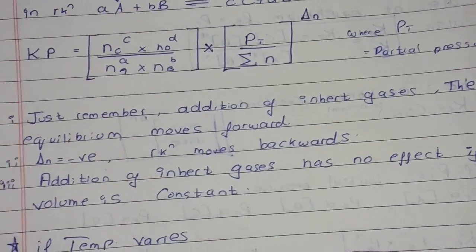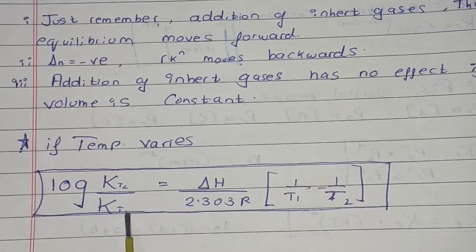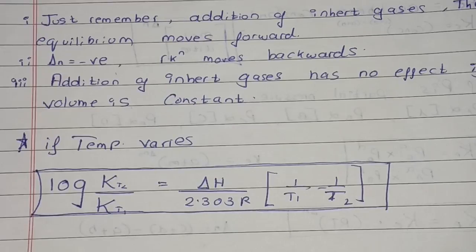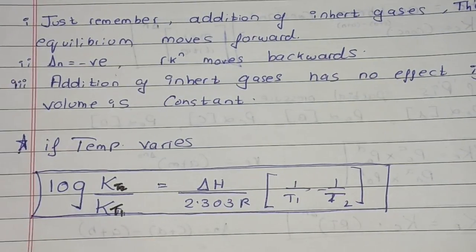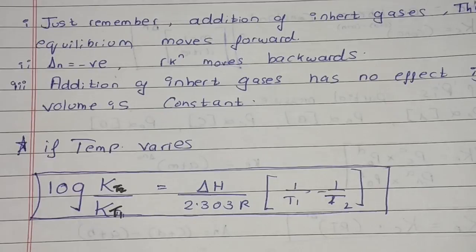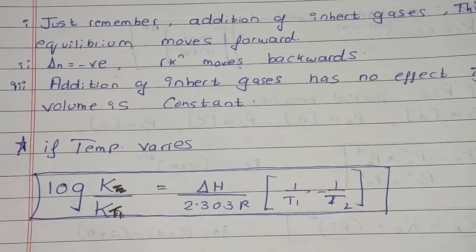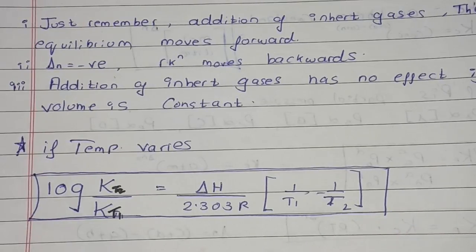If the temperature varies, then log of the equilibrium constant at T2 divided by the equilibrium constant at T1 equals delta H upon 2.303 times the gas constant, into 1 upon T1 minus 1 upon T2. Did I write it properly? Such a big formula. Okay: log of equilibrium constant at T2 upon equilibrium constant at T1 equals enthalpy delta H upon 2.303 times the gas constant, into 1 upon T1 minus 1 upon T2. It's quite a useless formula, but you can apply it at least somewhere. Everything is useless, you know.